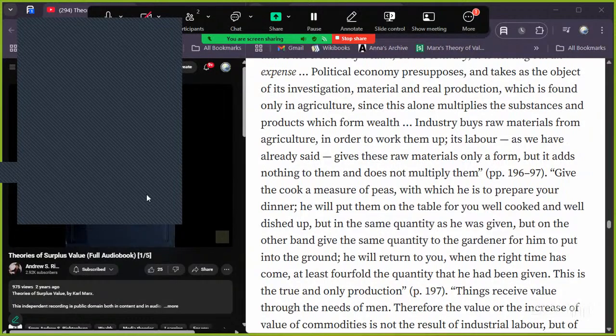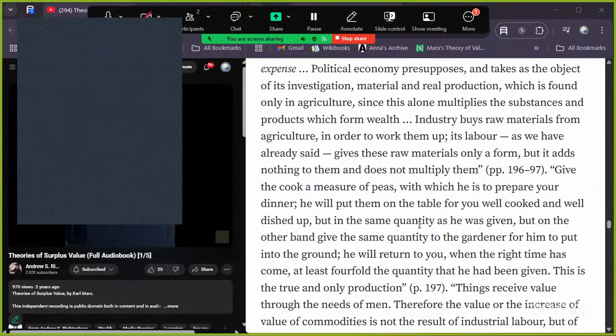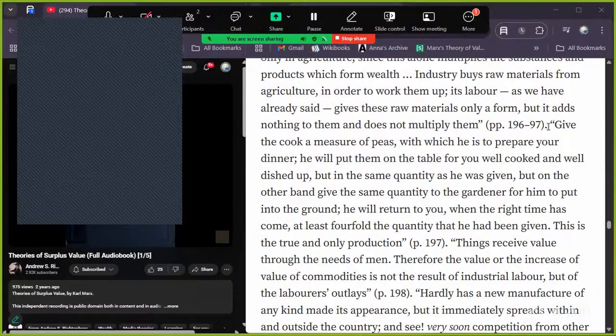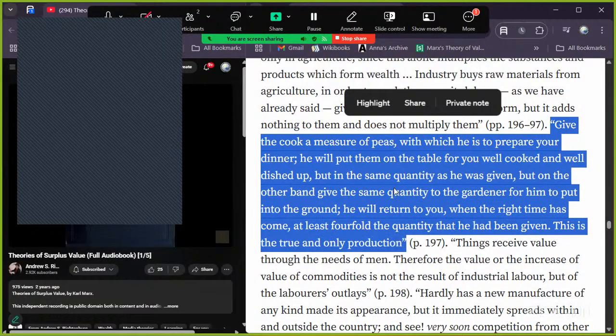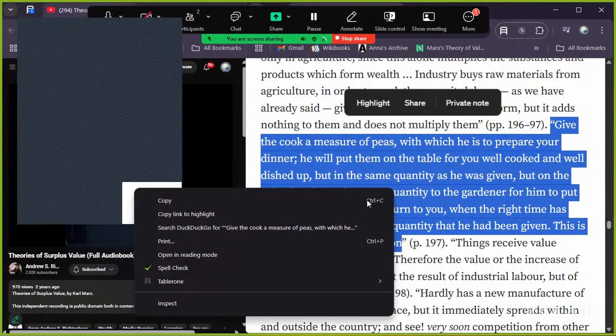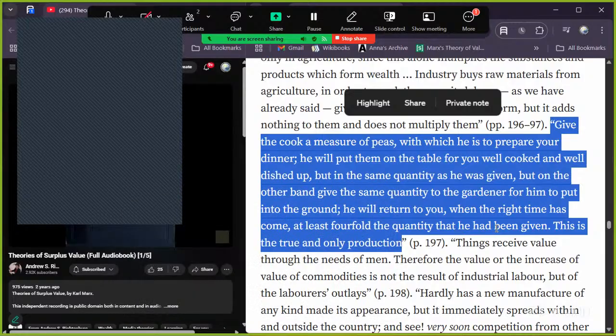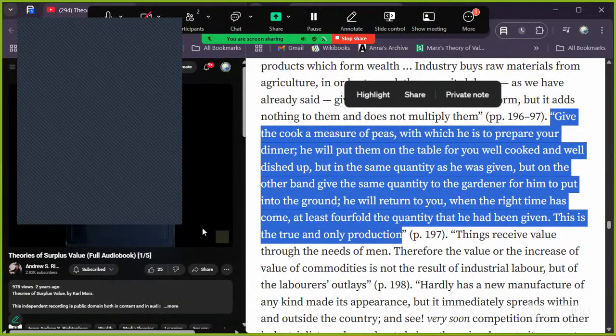Things receive value through the needs of men. Therefore, the value or the increase of value of commodities is not the result of industrial labor, but of the laborer's outlays. Hardly has a new manufacture of any kind made its appearance, but it immediately spreads within and outside the country. And see, very soon competition from other industrialists and merchants brings the price down to its correct level, which is determined by the value of the raw material and the cost of the laborer's maintenance. End quote.